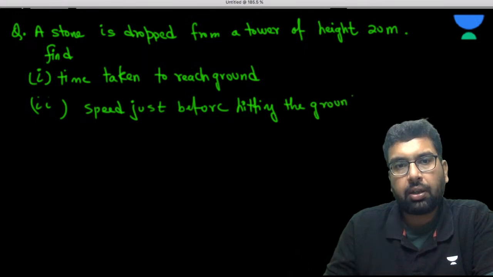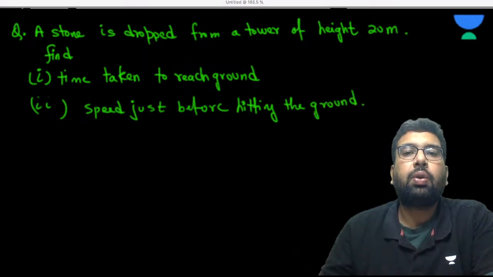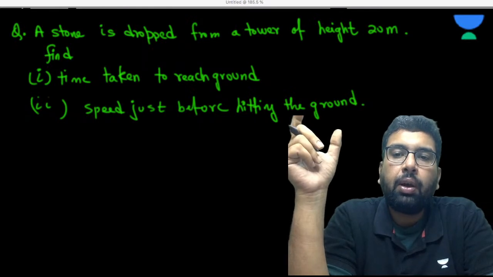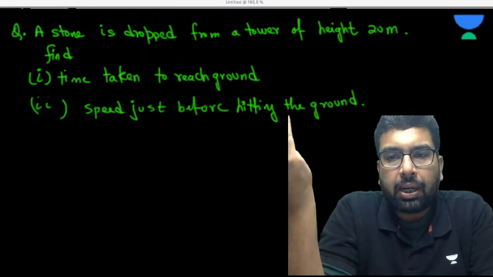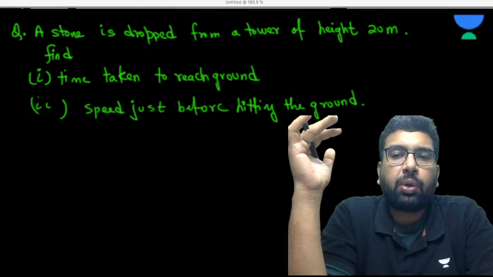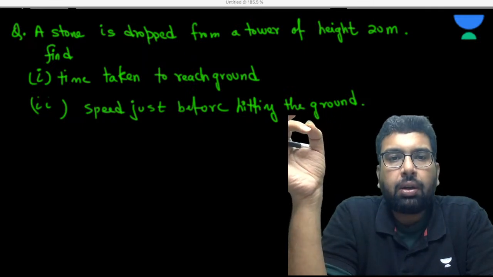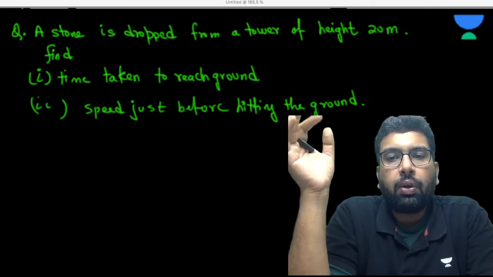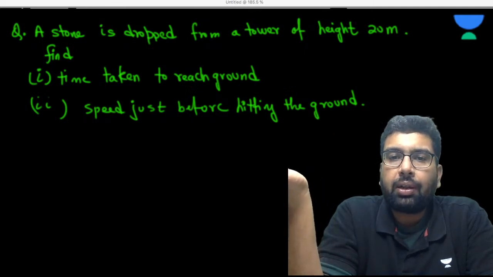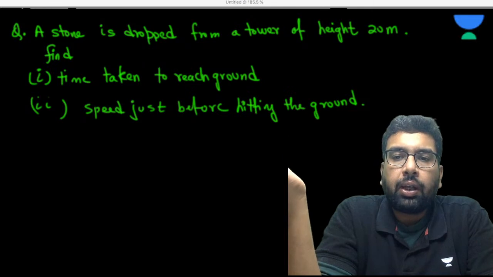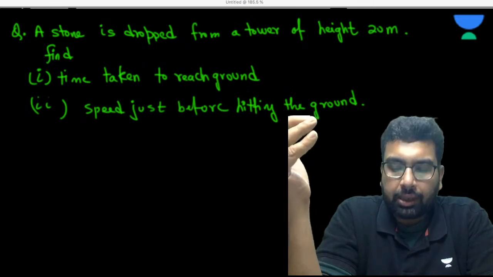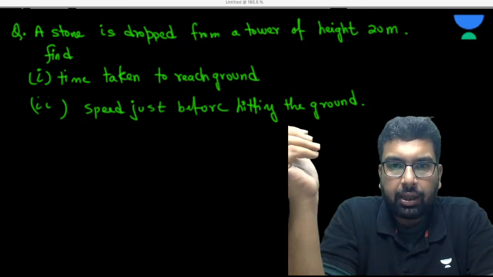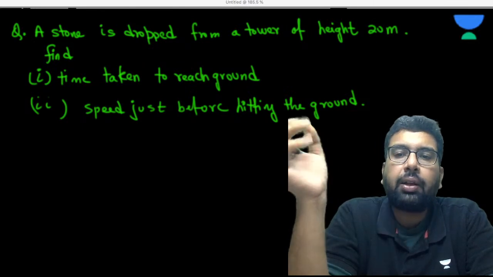What does the question say? It says that a stone is dropped from a tower of height 20 meters. So again, some sort of a tower or building is there, the height of the building is 20 meters, and you drop the stone from there, and that stone obviously is going to hit the ground. So the thing is, what is the time taken to reach the ground, and the second thing is, what is the speed just before hitting the ground?